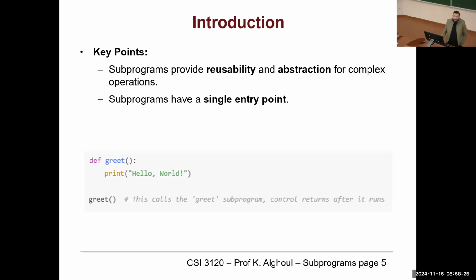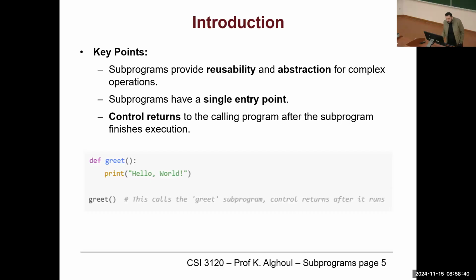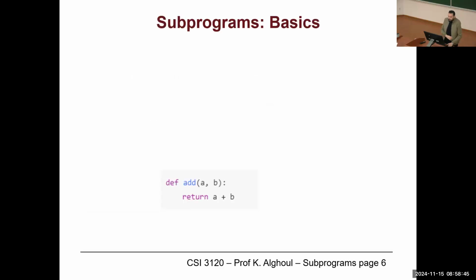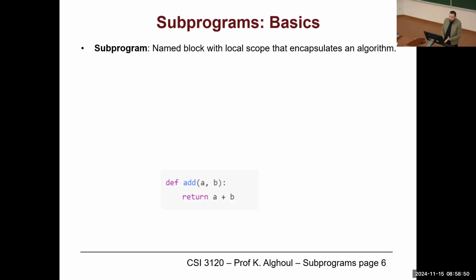Now, subprograms have a single entry point. That's one of the main design things when it comes to subprograms. What do we mean by that? You can only enter from the header. That's it. You cannot just, in the middle of the program, change the function header. So control returns to the calling program after the subprogram finishes execution, of course. So the basics here: a subprogram is a named block with local scope that encapsulates an algorithm. A subprogram doesn't have to be a function, but usually a function is the common thing for a subprogram.